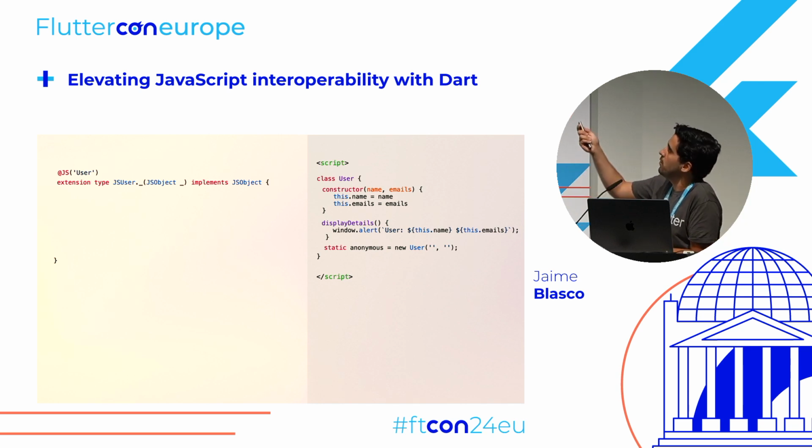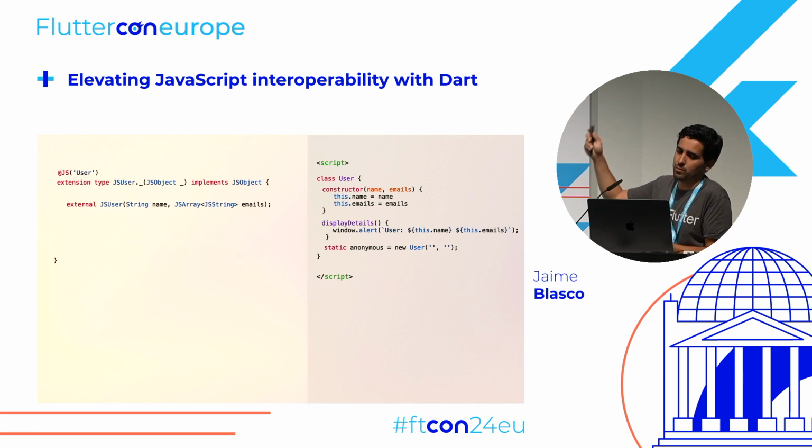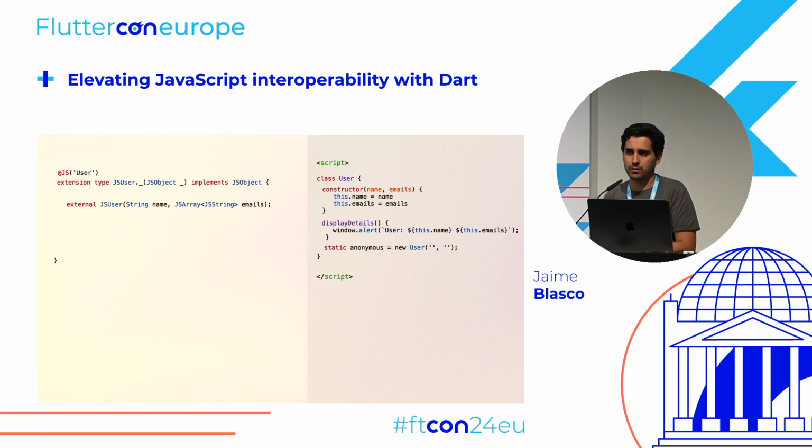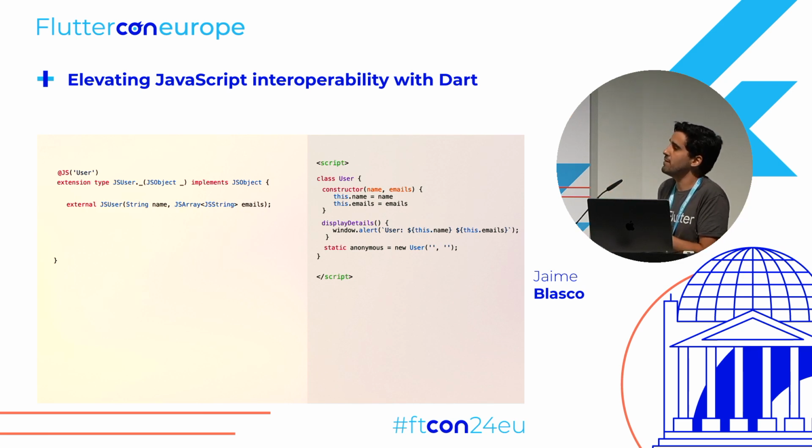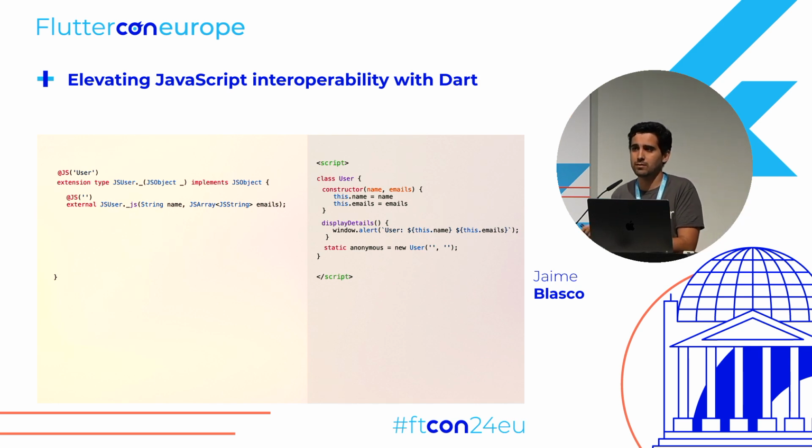So again, we will have a constructor with two named parameters, name and emails. And emails is going to be a JS array of JS strings, because that's what we want to pass to JavaScript. But of course, this doesn't look very nice to a Flutter developer. So we are going to make it private and not expose it to everyone, limiting it to that class, and then create another factory constructor where we are going to do the conversion. We ask the developer to pass us a list of strings, and we are going to convert it to a JS array of JS strings.